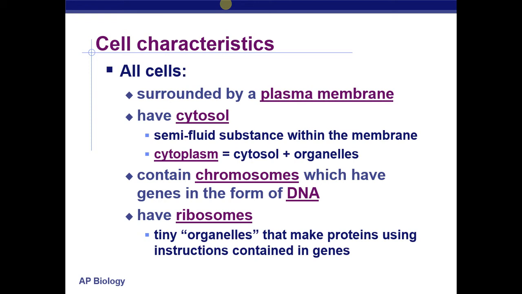All cells contain genetic information of some sort, contained in chromosomes, and the way those chromosomes are structured might be different depending on the type of cell. And all cells have ribosomes, which are tiny organelles that make proteins from the information contained in DNA. These things are true of every type of cell, whether it's a eukaryotic cell or a prokaryotic cell.